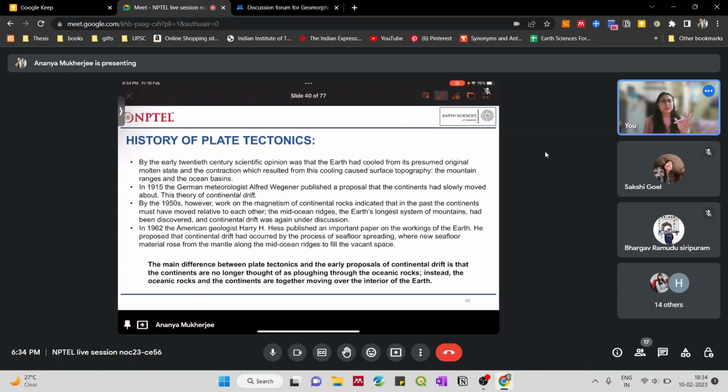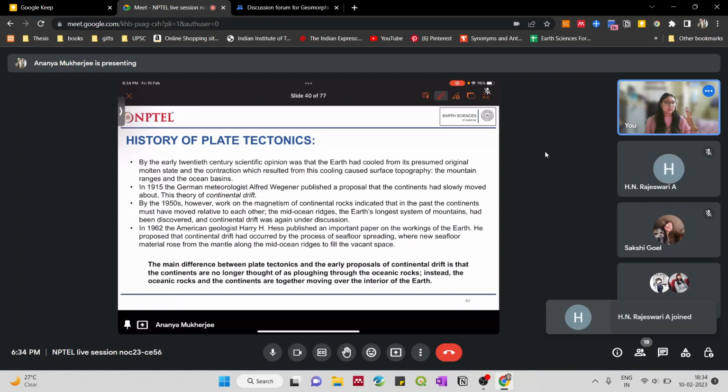Now, because of this resultant cooling of the earth from the molten state, they said that the mountain ranges and the ocean basins were formed.